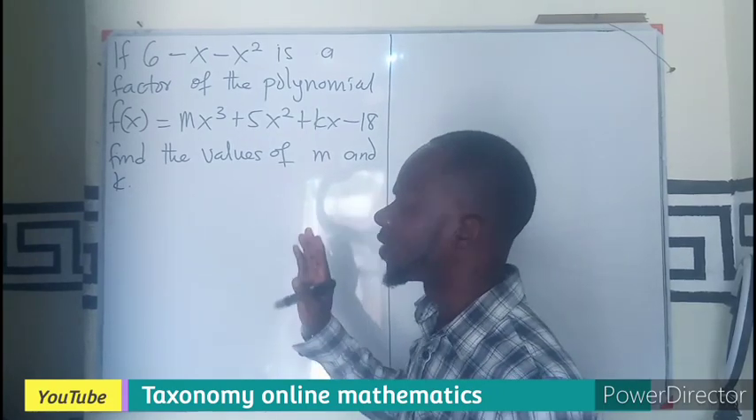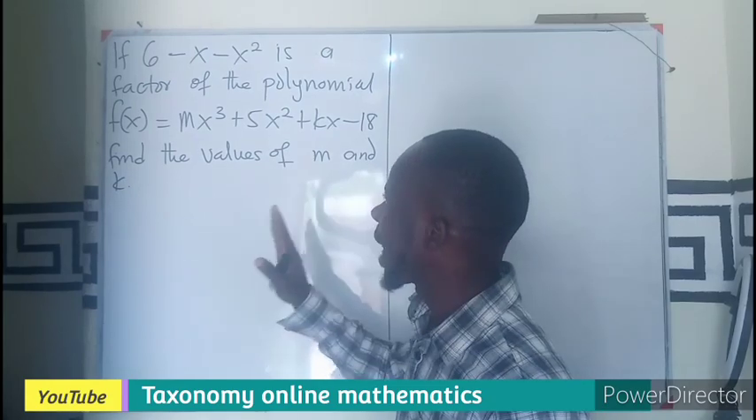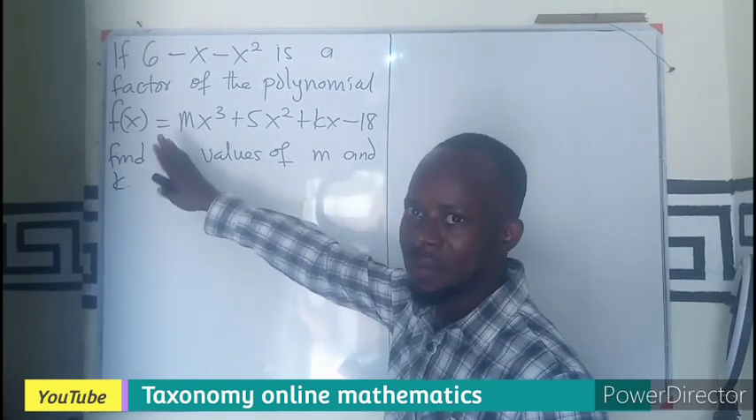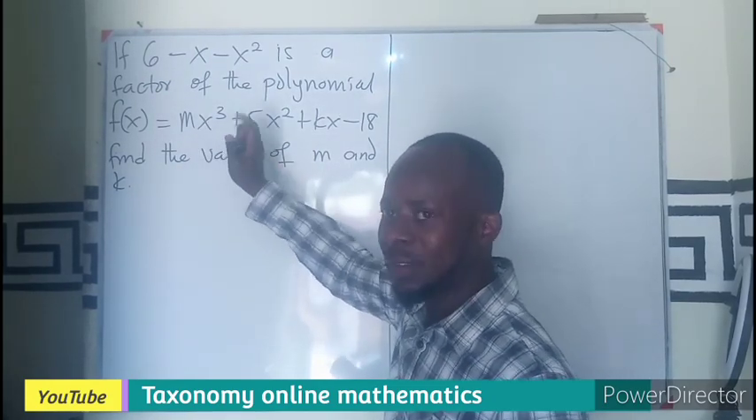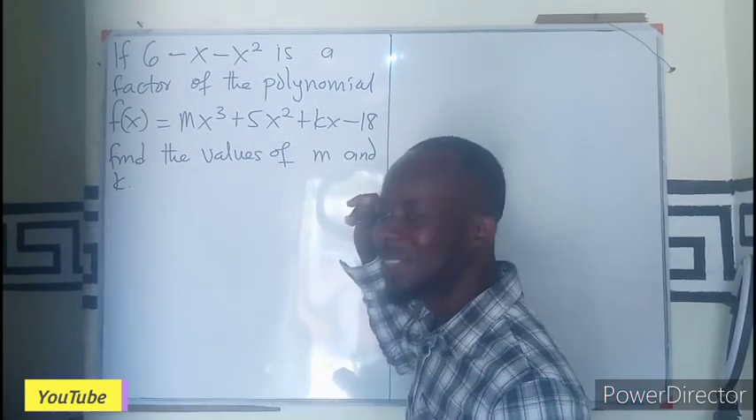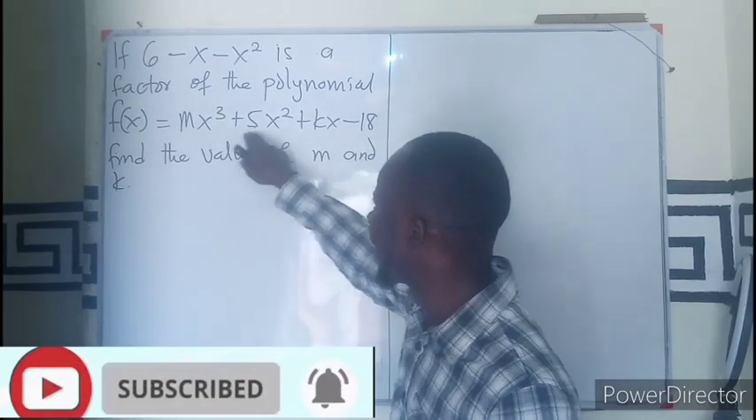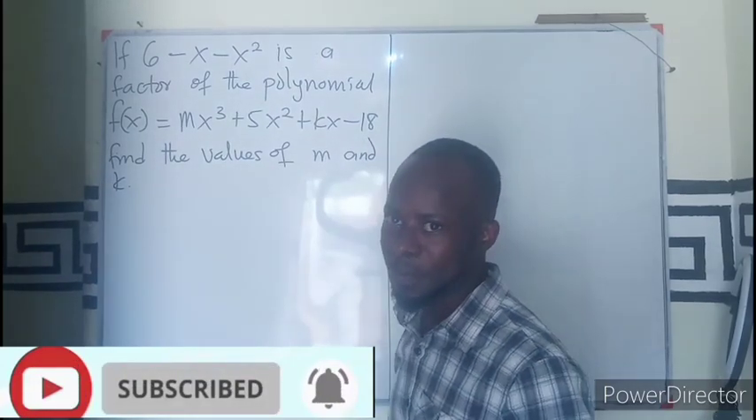So we are saying that if 6 minus x squared is a factor of a given polynomial f of x, which is mx cubed plus 5x squared plus kx minus 18, we have to find the values of m and k in the given polynomial.